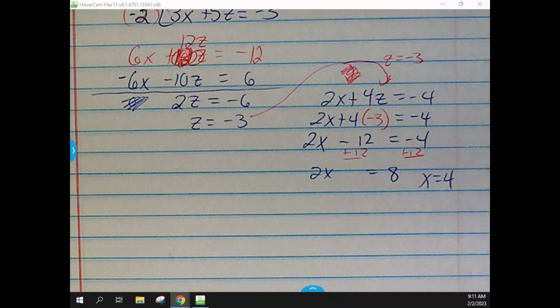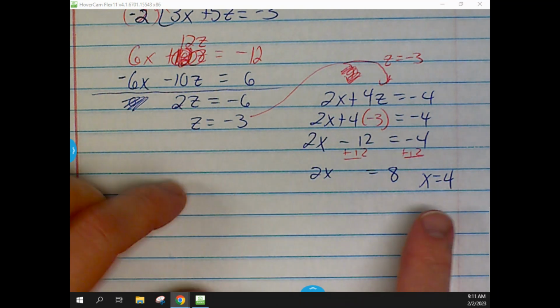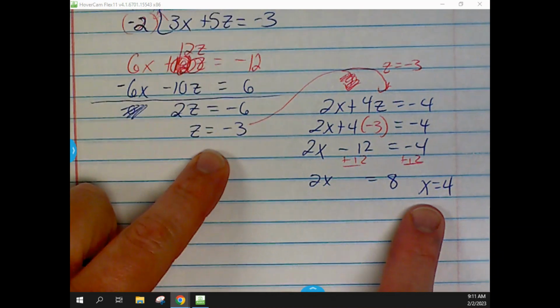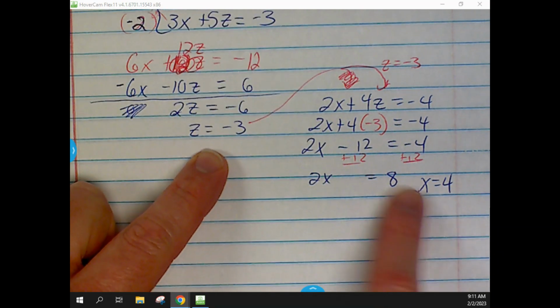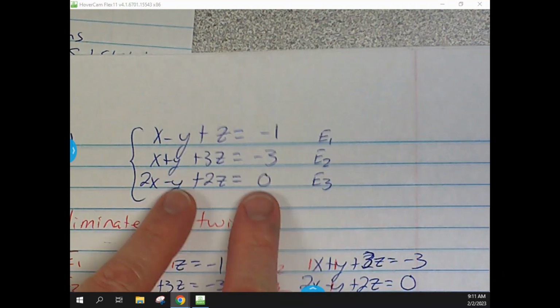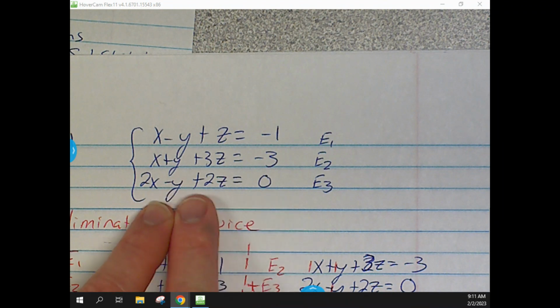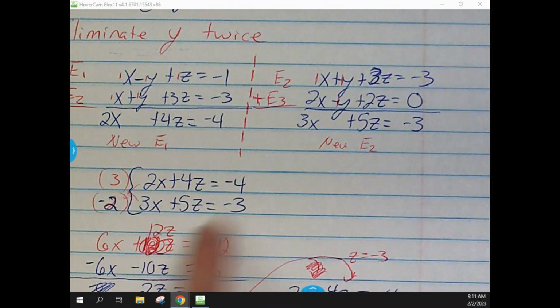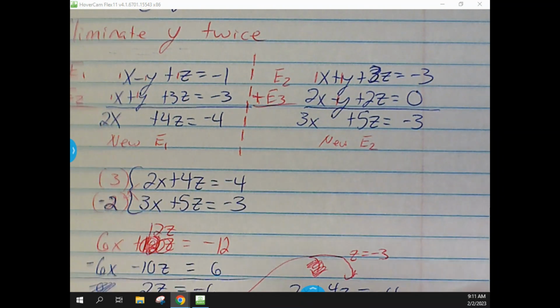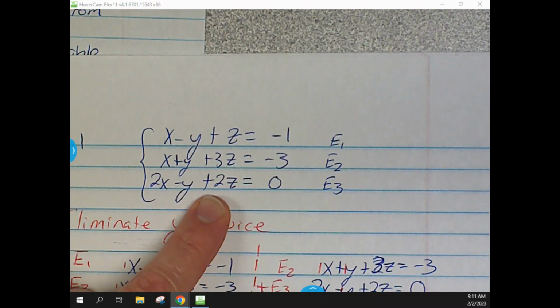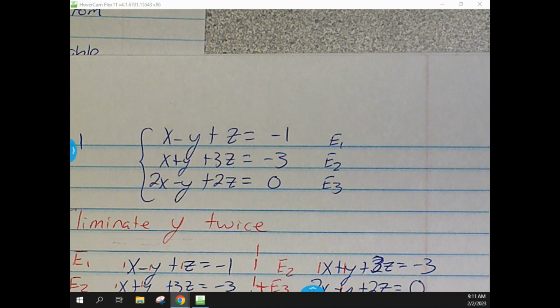Okay, and now you've got these two. You've got an x and you've got the z. So now you've got to take these two parts we've got here and plug those numbers back into any one of these original equations so we can figure out what the y is, because we've eliminated y here, so there's nothing we can do with it. So we're going to have to go back to the beginning. All right, and again, it doesn't matter which one you pick. Just pick one that you think is the easiest.